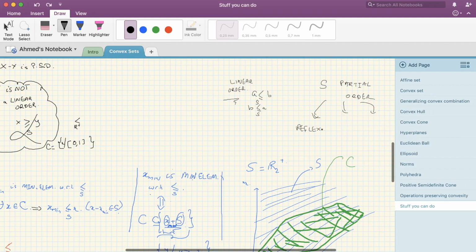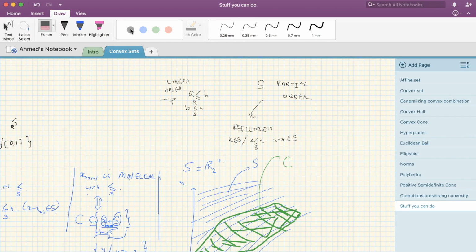Reflexivity, which basically means that for any x you choose in your S, x is always less than or equal to x. Which means that x minus x is always in S. What is x minus x? It's 0, so S should always contain the 0 element, okay?